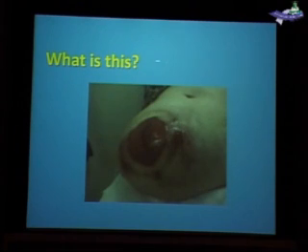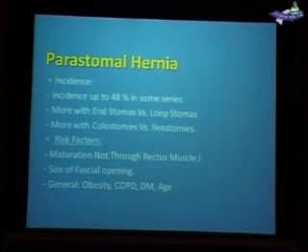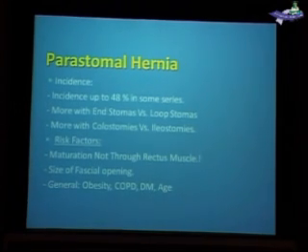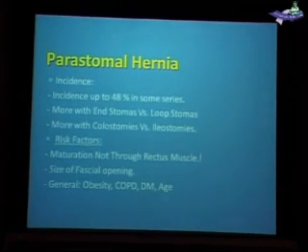So now we're getting into not very nice pictures. This is a peristomal hernia. The literature is very confusing. The incidence can be as low as 3% and as high as 48% in some series. Out of all these studies, they found that it's associated more with end stomas rather than loop stomas, and it's associated with loop colostomies versus ileostomies.